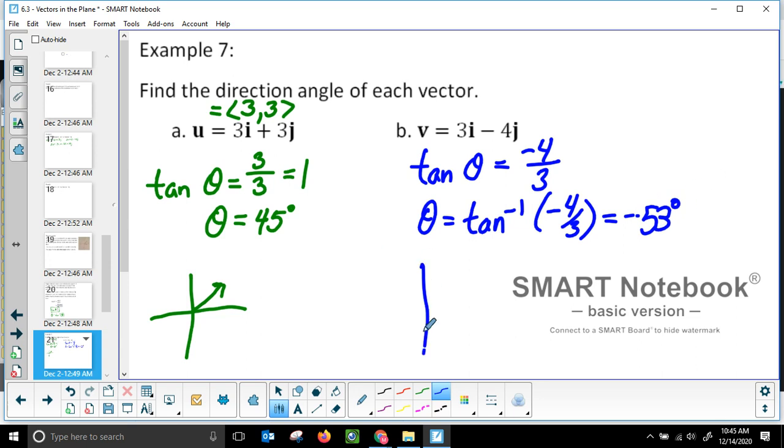Okay, well, I know that (3, -4) should be down here. So negative 53 is here, so that is correct, but if I'm told to give an angle between 0 and 360, all I have to do is add 360 to this, and we would get, what's that, 307 degrees. So going this way, yeah, that makes sense that that would be 307 degrees. So that would be our direction angle.